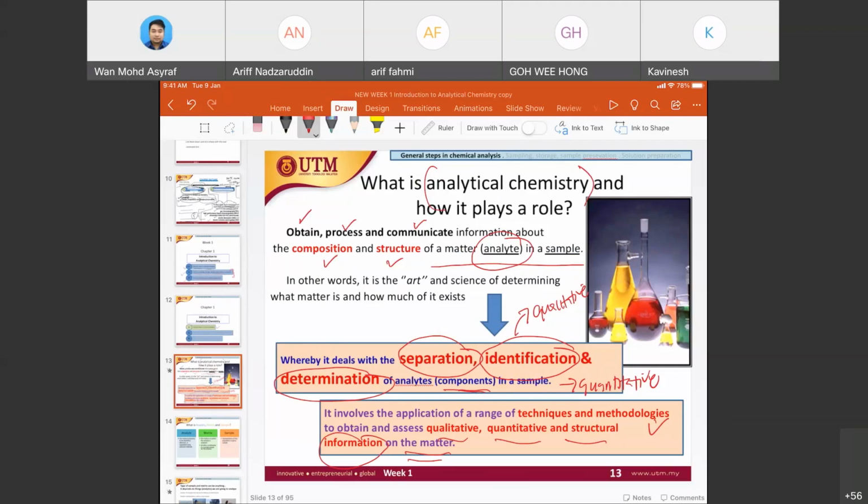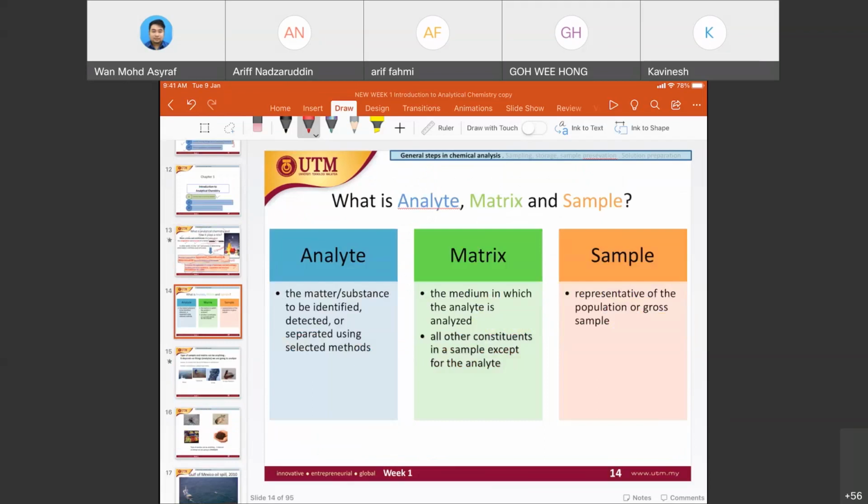Okay, this is all about the chemistry and how it plays a role in your analysis. So, what is analyte, what is matrix, and what is sample? I believe that in your notes, this slide is empty, right? Yes. In my notes, sometimes I will just leave it empty so that you can use your handwriting. Not that much, but when I feel something is important, I will leave it blank for you to get your hands working in terms of writing it down.